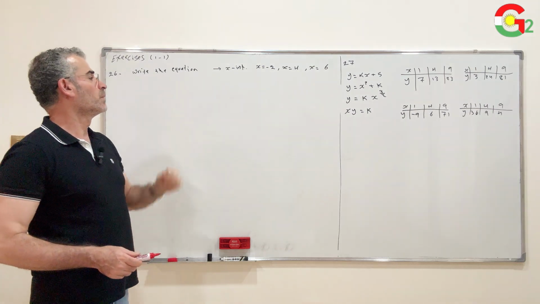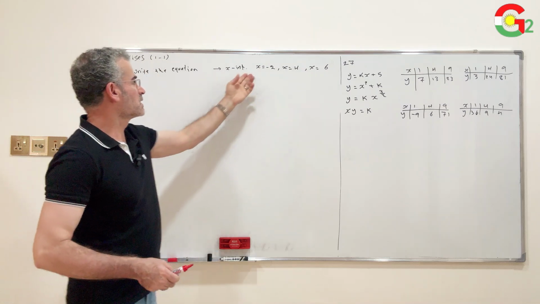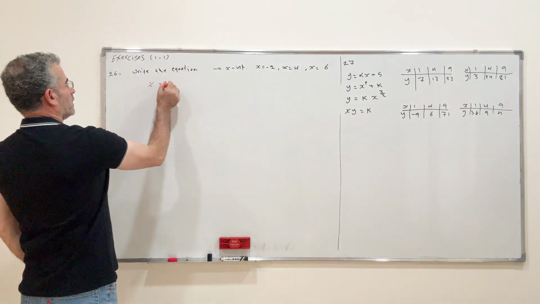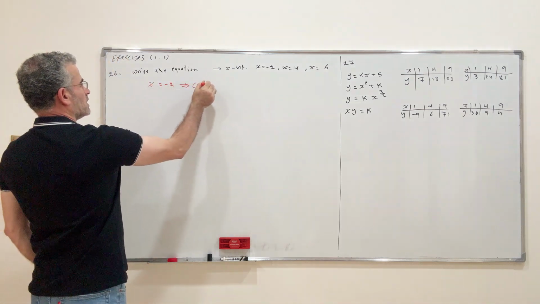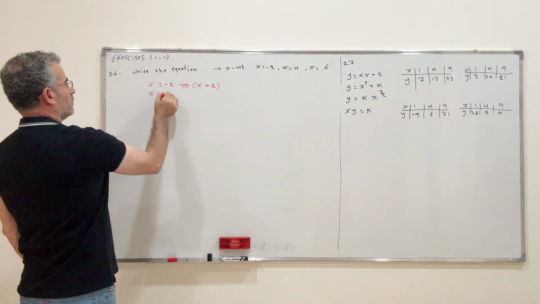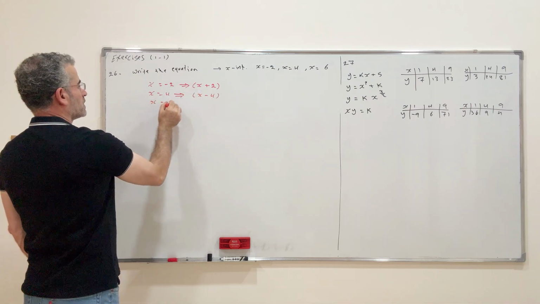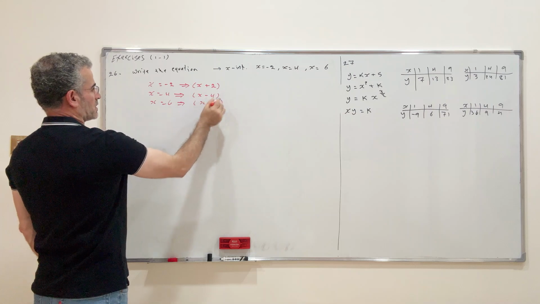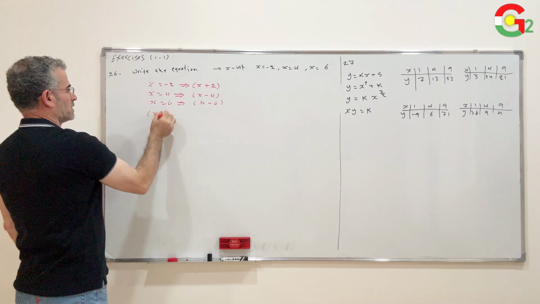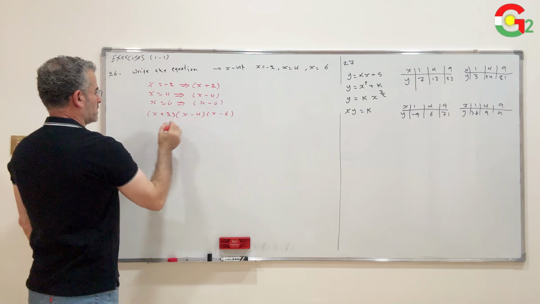Question number 26. Write the equation of the function that has 3 x-intercepts: x equals negative 2, x equals 4, and x equals 6. X equals negative 2, the bracket is x plus 2. X equals 4, the bracket is x minus 4. And x equals 6, the bracket is x minus 6. Multiply these three brackets to find the equation.